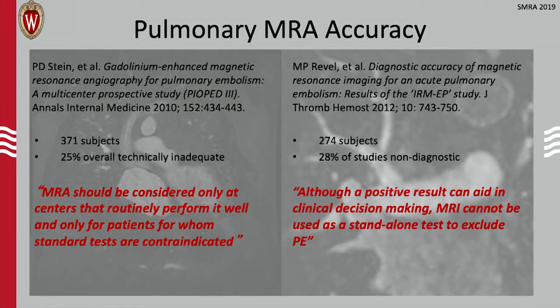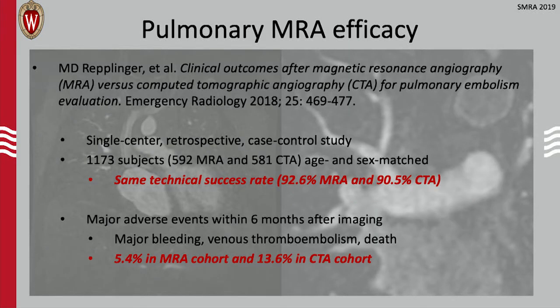Now, there have been a couple large studies that have looked at the accuracy of MRA relative to CT. These were done over a decade ago using non-modern accelerated acquisitions. And so over a quarter of those studies were determined to be technically inadequate. Now, in our experience using modern acceleration methods, 15 to 20 second breath holds, we found a technical success rate is on par with CT, over 90%.